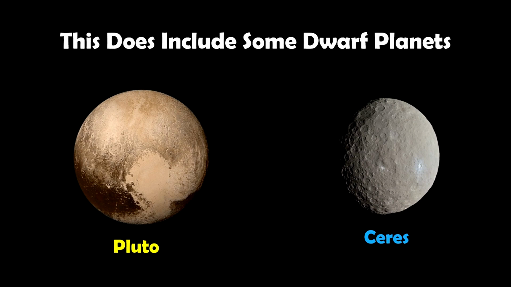So yeah, this does include some dwarf planets. Pluto is one, for example. It's not a planet, but it is spherical. Some minor planets in the asteroid belt are spherical. These are kind of at the limit of becoming spherical. So Ceres is actually right there at the point where it would start to become spherical. Any smaller really, and it wouldn't be.